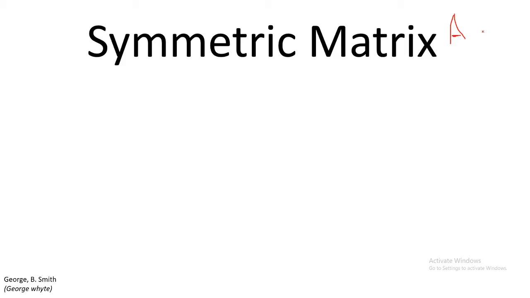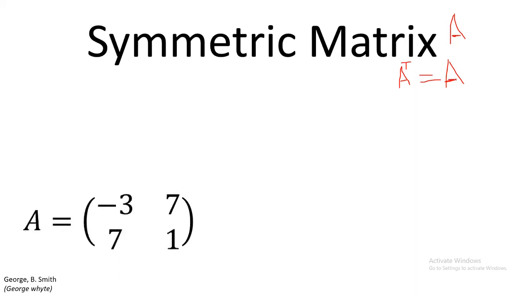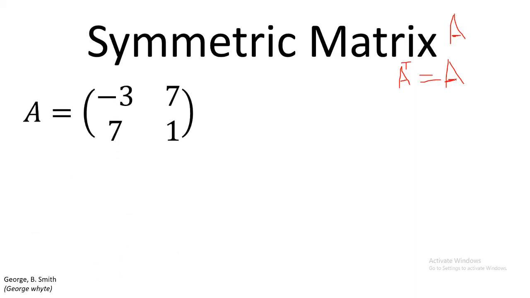This matrix is going to be a symmetric matrix if when you transpose A, you're still getting back A. This is what you call a symmetric matrix. So a matrix is symmetric if its transpose is equal to the matrix itself. So these are examples of symmetric matrices.